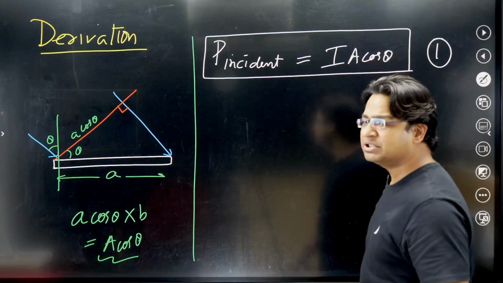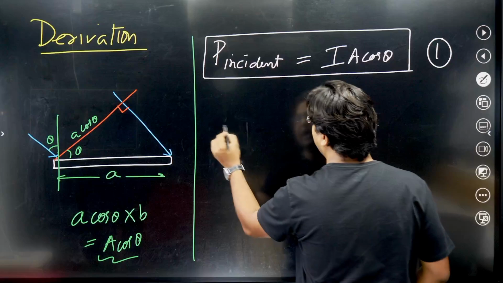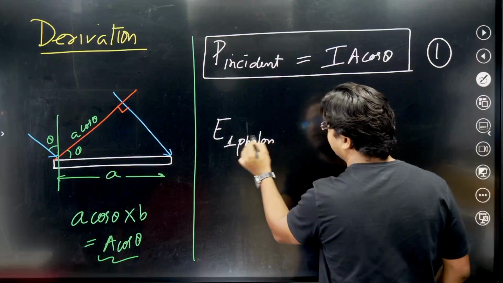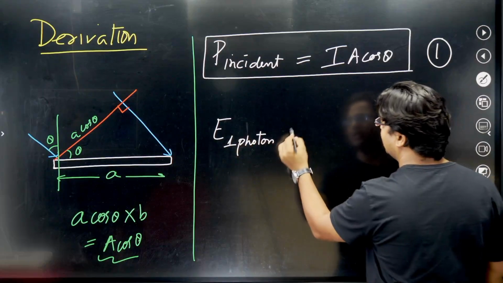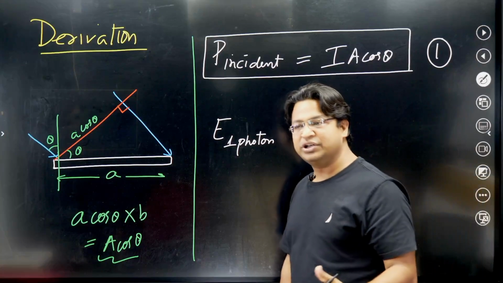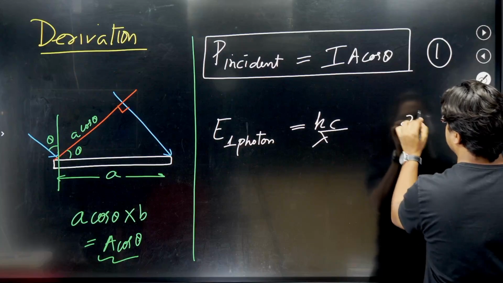Now this is the incident power. If I talk about the energy of one photon, how much energy is there in one photon? That is hc by lambda. Again, this is something that you already know as a property of the photon. So let me call this equation number 2.